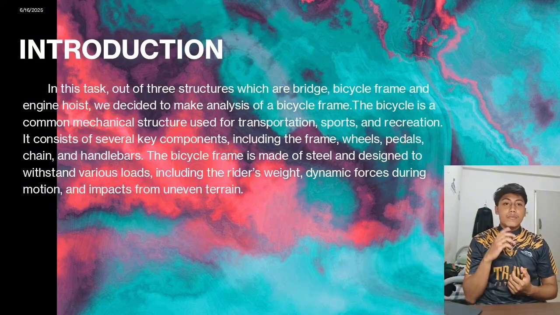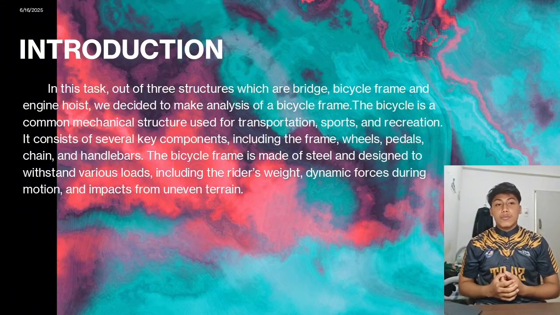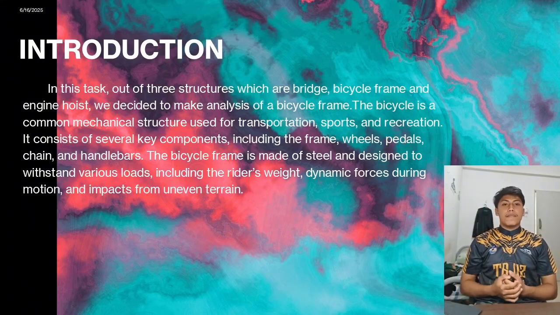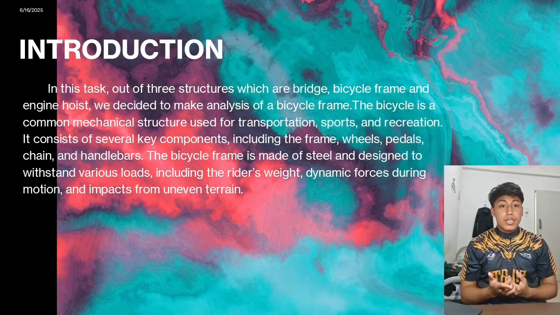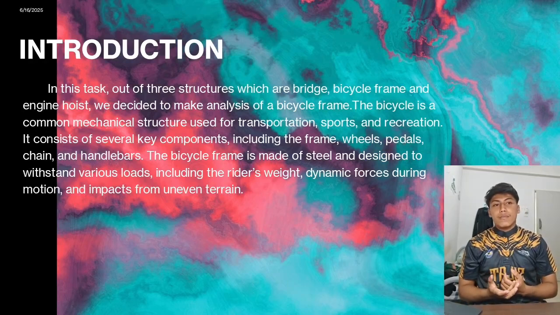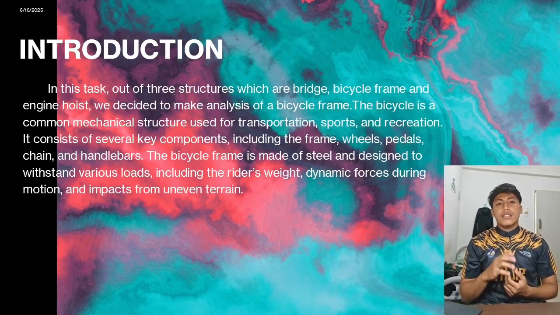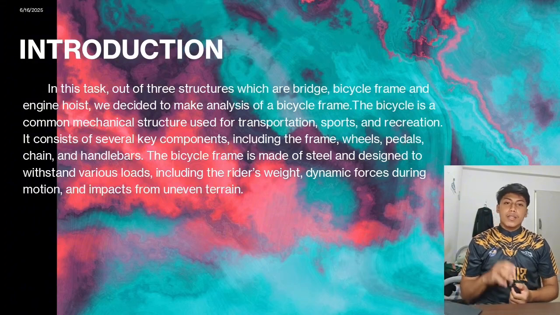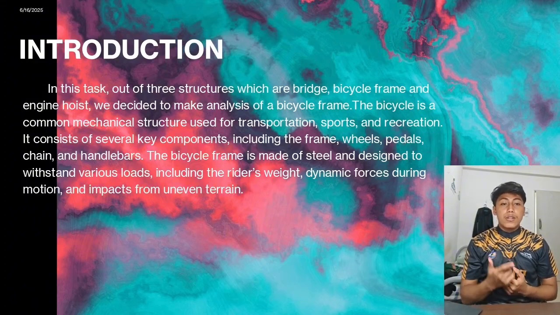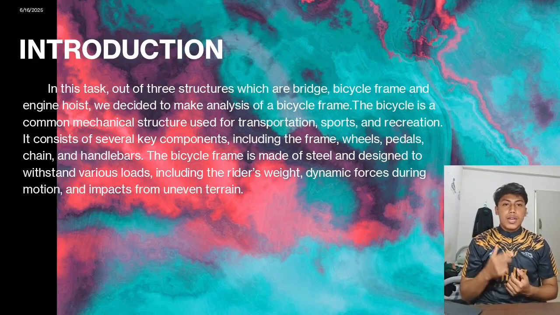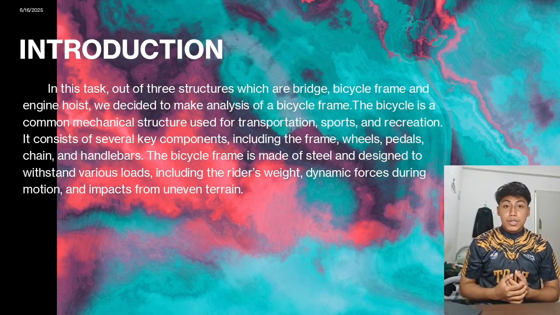The bicycle is a common mechanical structure used for transportation, sport and recreation. It consists of several key components, including the frame, wheel, pedals, chain and the handlebars. The bicycle frame is made of steel and designed to withstand various loads, including the rider's weight, dynamic force during the motion, and impact from uneven terrain.